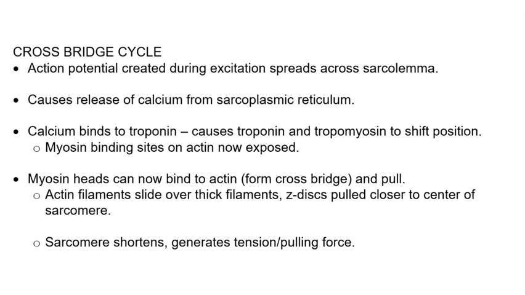The binding of myosin to actin is what forms the cross bridge between the two myofilaments, and then the myosin will pull. This pulling causes the actin filaments to slide over the thick filaments, and in doing so, since the thin filaments are anchored to the Z discs, this causes the Z discs to be pulled closer to the center of the sarcomere. The sarcomere itself will shorten, which is going to generate the tension or the pulling force that we see in the sarcomere and in the muscle as a whole.